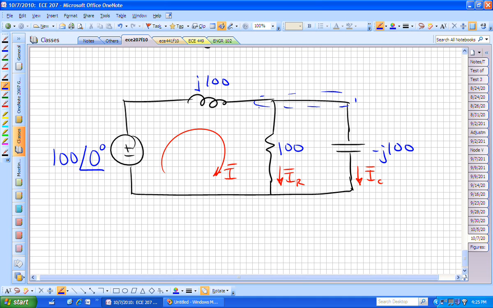There's a common node, isn't it? We also have this node, but that's already defined. That's given to us as 100 at an angle of 0. And if we can find this node voltage, let's call it V sub 1, we can actually find all of these currents that we want, because we could then find that current once we found I sub R and I sub C.